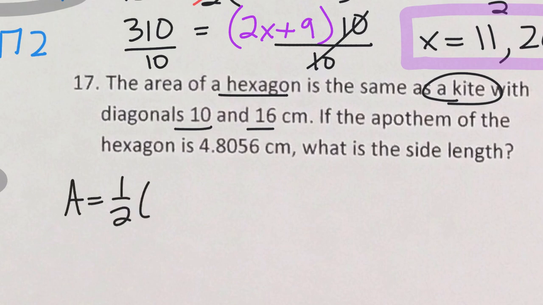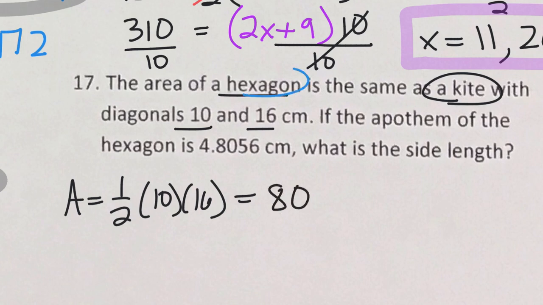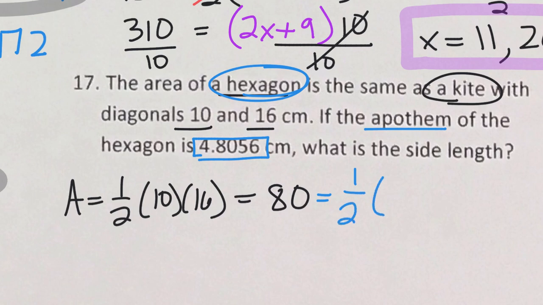So area is 1/2 of 10 times 16. 160 divided by 2 is 80. So our hexagon has an area of 80. If the apothem is 4.8056, remember the area formula for a regular hexagon or any regular polygon is 1/2 the apothem times the number of sides times the side length.